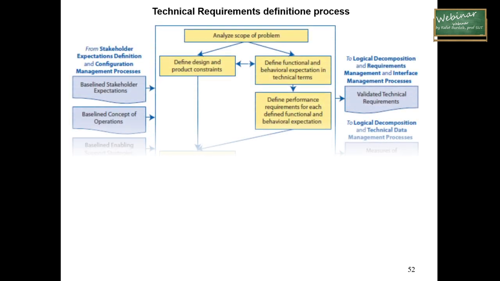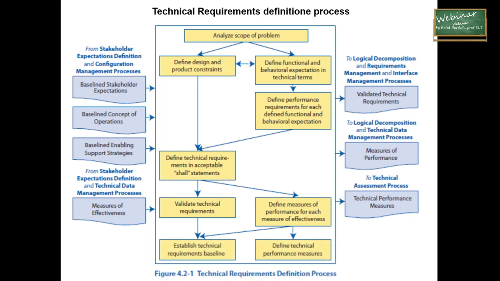So the process recommended by the SEBoK for the requirements definition looks like this. We should start from analyzing the scope of the problem, and our problem is the technical requirements. Then we should go through two different, or maybe not different but supplementary, ways. First is to define design and product constraints, and second is to define functional and behavioral expectations in the technical system. So this is what we should do at the very beginning.